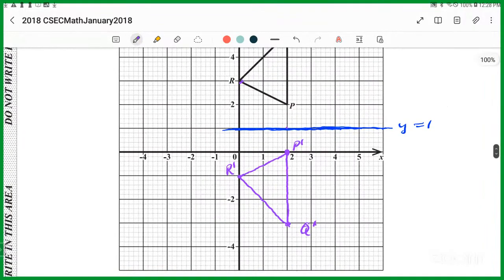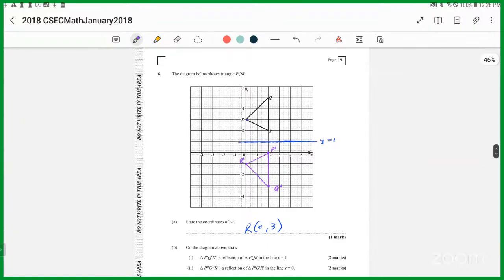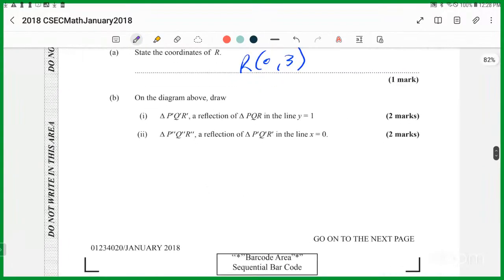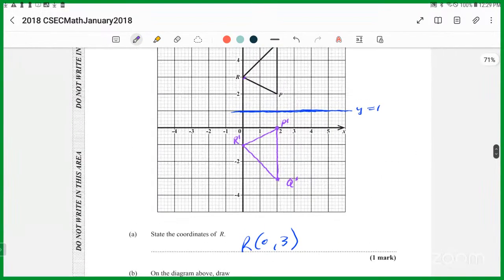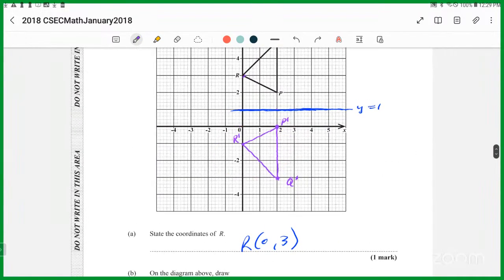That's it. After reflection in the line y equals 1. Alright, next part says we're to now do the double prime one, a reflection of the prime one in the line x equals 0. Now again, the line x equals 0 is the y-axis. You have to know that. So reflecting now in the y-axis. So reflecting this in the y-axis. So our second mirror line now is this.